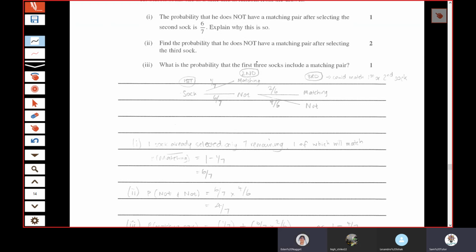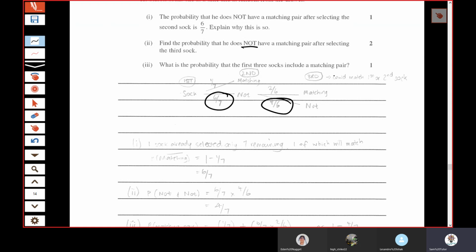Yeah. And then, I don't know, this first one's easy, but find the probability that he does not have a matching pair after selecting the third sock. For him to not have a matching pair, you would just go not having in the second one and not having in the third one. So 6 out of 7 times 4 out of 6.